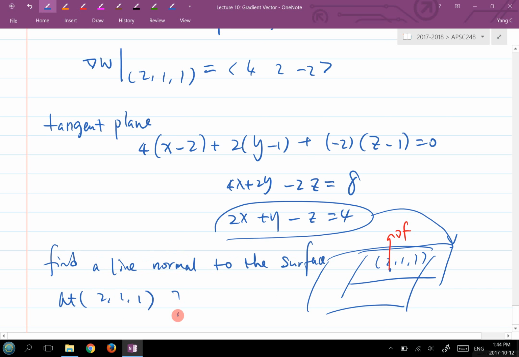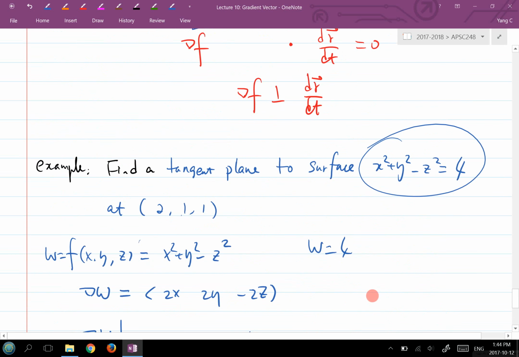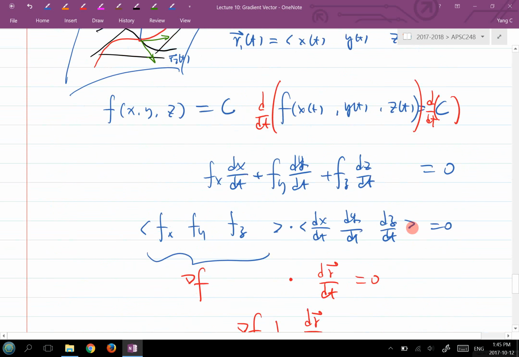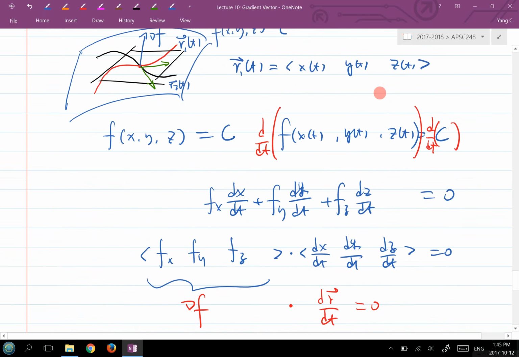I have one more point to illustrate, then we can call it here. So back to this theory here: del f is perpendicular to the tangent planes of the level surface right here.